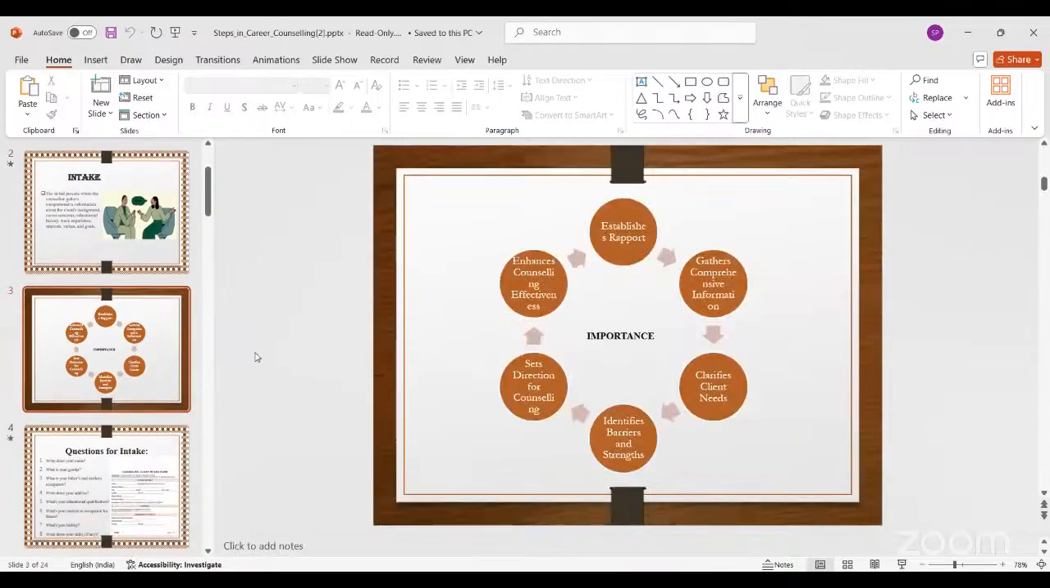Next I would like to share the importance of the intake form. It will help you establish a rapport with your client. What is rapport? I will tell you about it in a later slide. Right now just know that it will help you establish a rapport with your client and gather that comprehensive information, and it will help you know the client's core needs, which the person wants clarified by the end of the counseling session. It also helps you know the barriers and strengths the person has, so you can enhance the counseling session and help the person grow in his or her career.